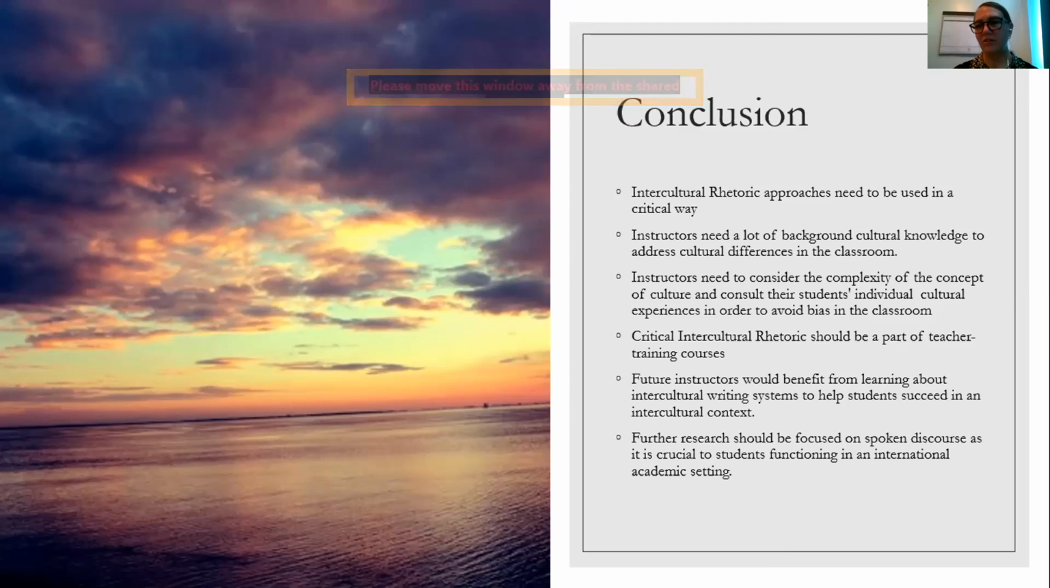We believe that critical intercultural rhetoric should be a part of teacher training courses, as it would be advantageous to all stakeholders involved. Future instructors would benefit from learning about various writing systems, which will help students succeed in an intercultural context. And last but not least, when preparing for this presentation, we discovered there is a lack of research into intercultural rhetoric approaches in spoken discourse, and believe that future studies should focus on this, as it is crucial to students functioning in an international academic setting. For example, when students study at university or college abroad, they require communication skills which may be different from what they are used to, but are essential for speaking with academic advisors, mentors, and professors.